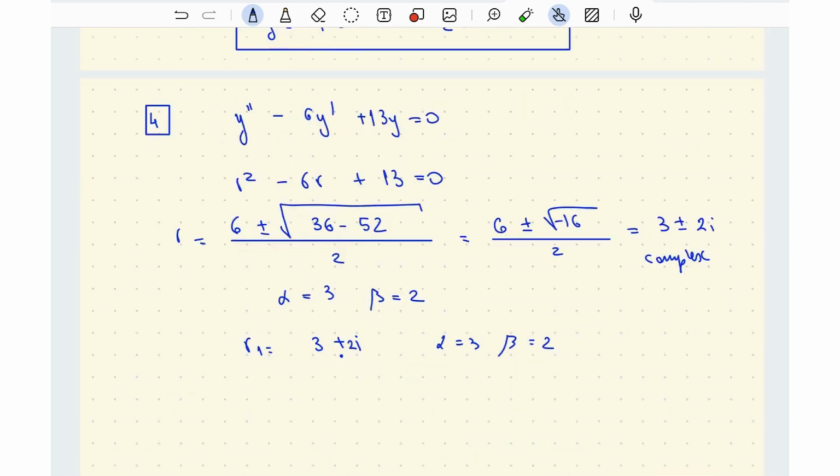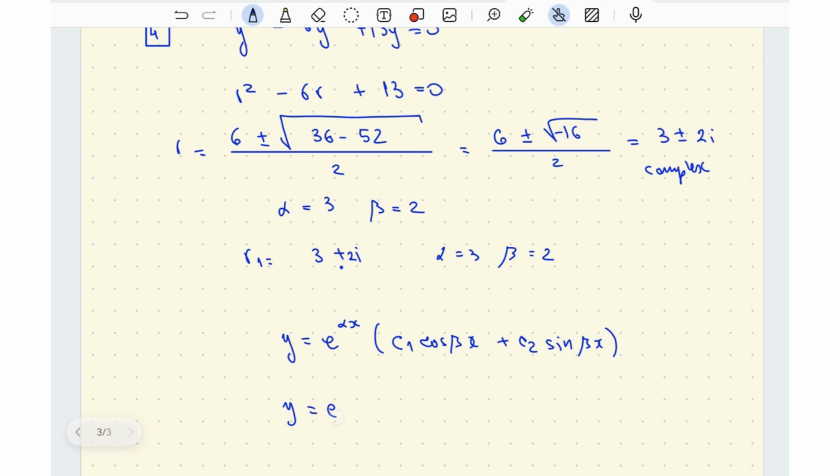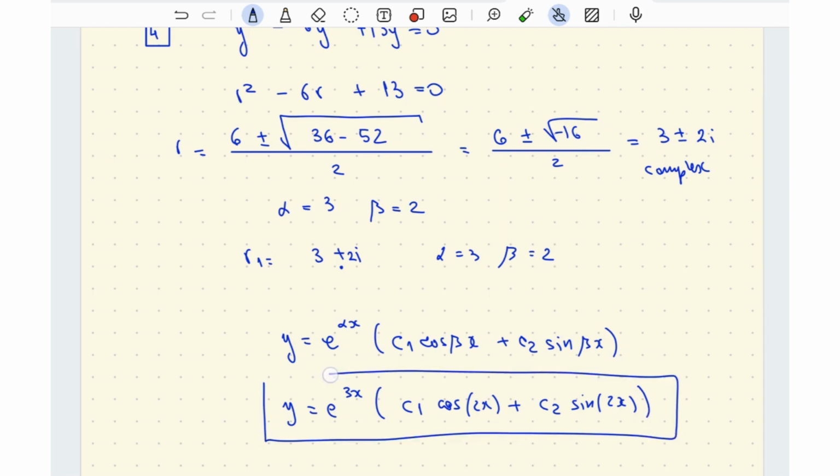the general solution is given by e to the power alpha x, times c1 cosine beta x plus c2 sine beta x. And now, what is alpha? Alpha is 3, so y equals e to the 3x times (c1 cosine 2x plus c2 sine 2x). And this is the general solution.